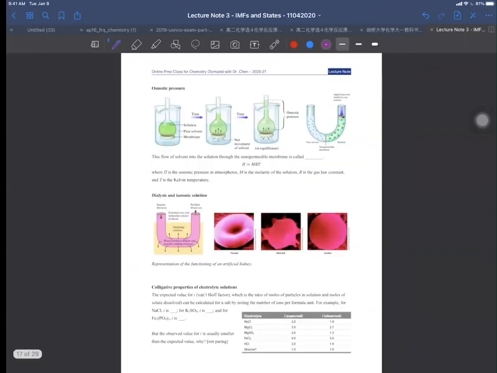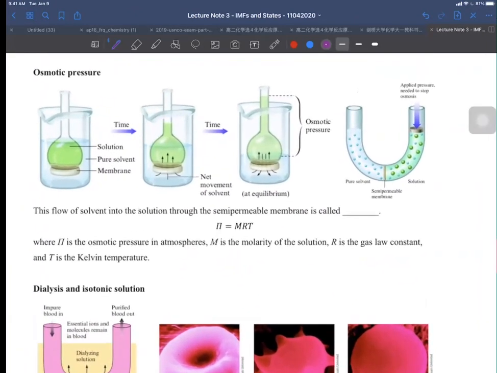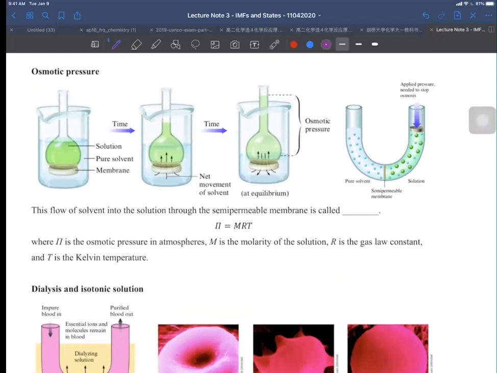Okay, let's continue. The last part of the colligative properties is called osmotic pressure, or osmosis. I believe all of you learned this part in biology.